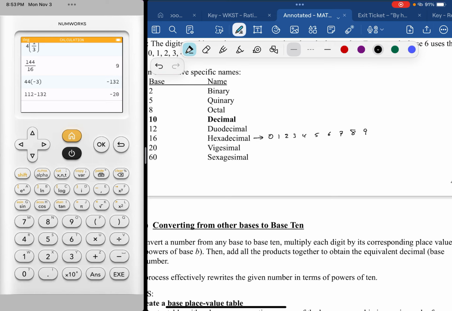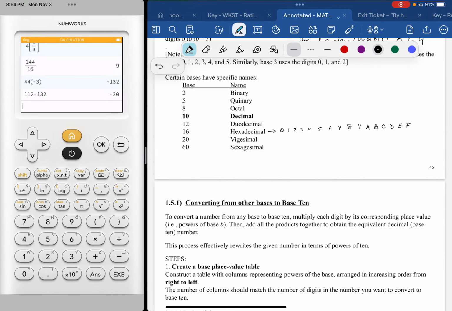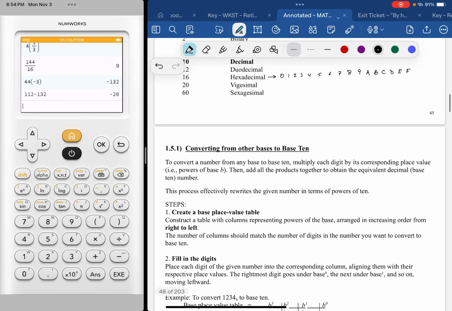So instead of saying 10, 11, 12, 13, 14, 15, what I'll do is I'll use A for 10, B for 11, C for 12, D for 13, E for 14, and F for 15. All right. So really you could use any symbols, but this is what anybody who does hexadecimal notation uses. All right. So we kind of conform to that.